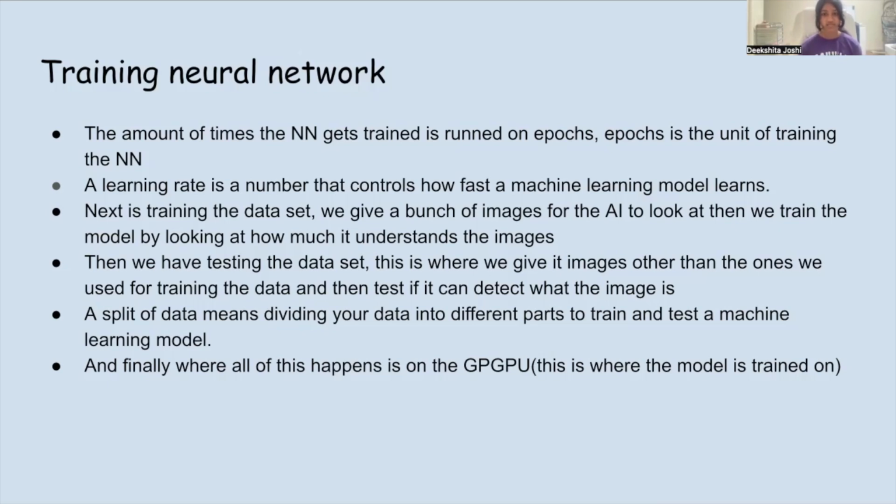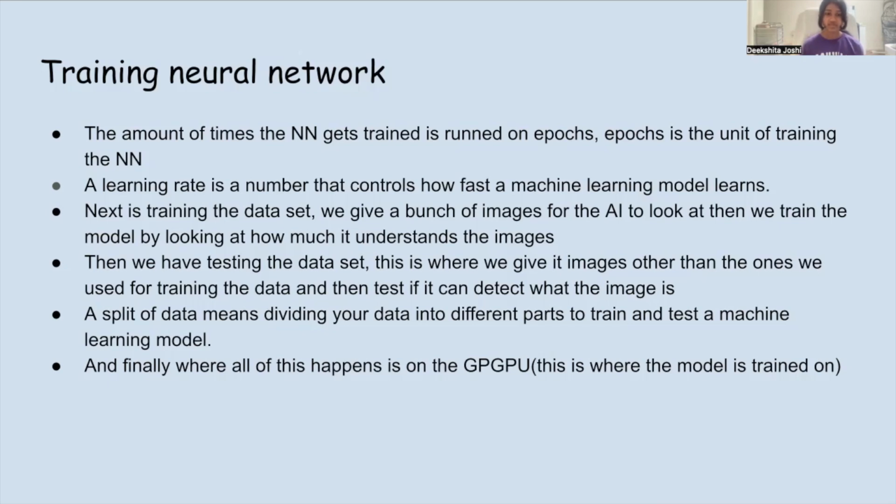Then we have testing the data set. This is where we give it images other than the ones that we used for the training, and then we test it to see if it can detect what the image is. So for example, if I gave it a white, fluffy Pomeranian dog, but now I give it a gold, brown, non-furry Pomeranian, it's still supposed to detect whether it's a Pomeranian or not. And that's crazy, don't you think?